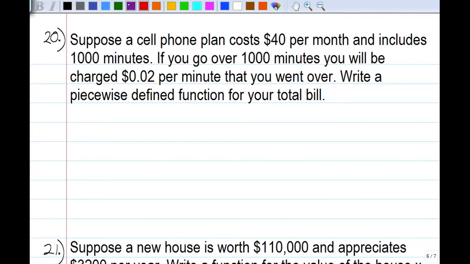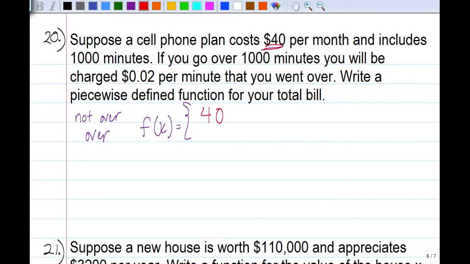Okay, so we have not over and over. Okay, and so we'll give this function a nice name like f of x equals, and since it's a piecewise function, we're going to have two different pieces, so you get one of these fancy brackets. Okay, so if you don't go over your minutes, how much are you going to pay? Well, you're going to just pay $40.